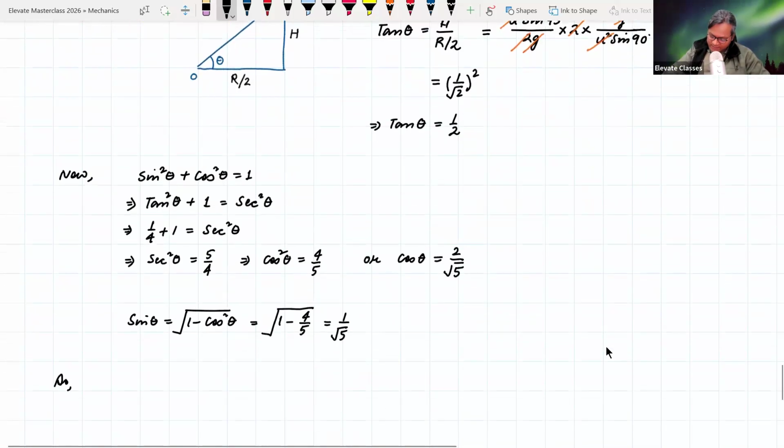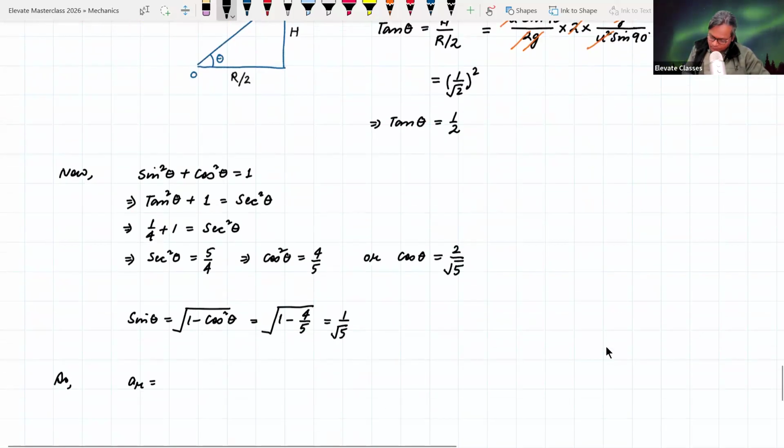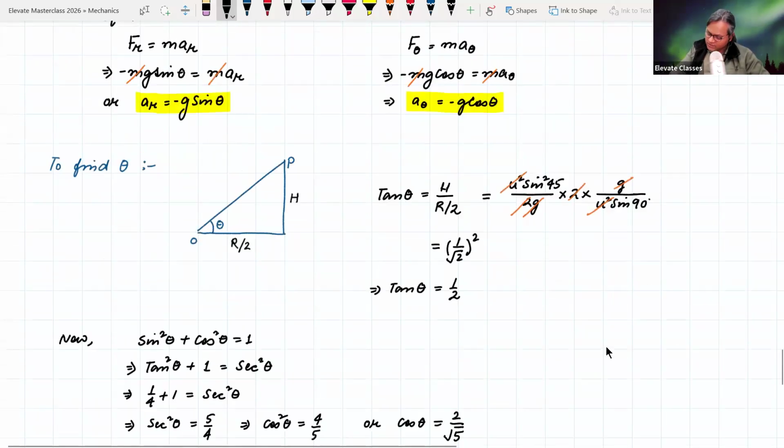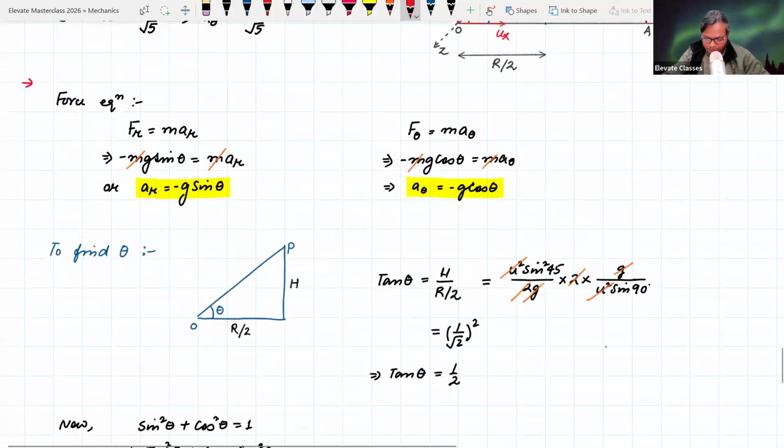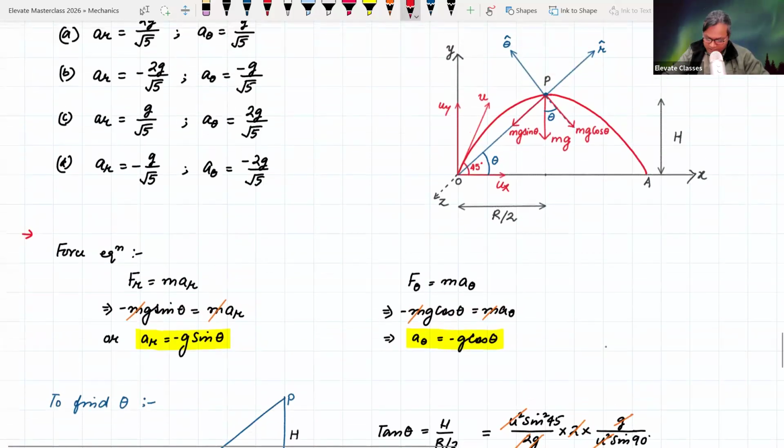So finally, A r is equal to minus g sin theta, which is minus g upon root 5, and A theta is equal to minus g cos theta, which is minus 2g upon root 5. That's it. So our answer is option number D. Minus g upon root 5, minus 2g upon root 5.